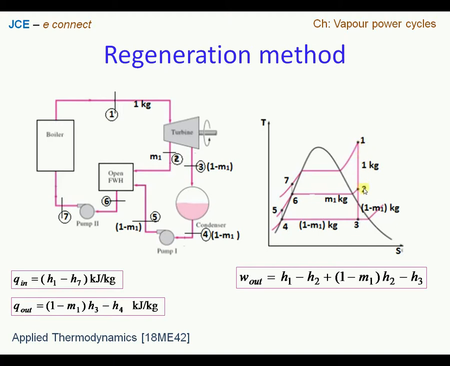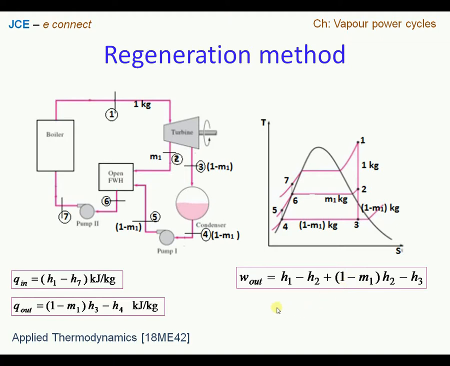So we have H1 minus H2 which is for 1 kg of steam, and then after tapping out a small fraction of mass in order to get directed to the regenerator, we are left with 1 minus M1. So that much quantity of steam is now flowing from section 2 to 3, the remaining portion of the steam getting expanded. So now we see the second part of the turbine work, that is H2 minus H3, considering a fraction of steam that is 1 minus M1.